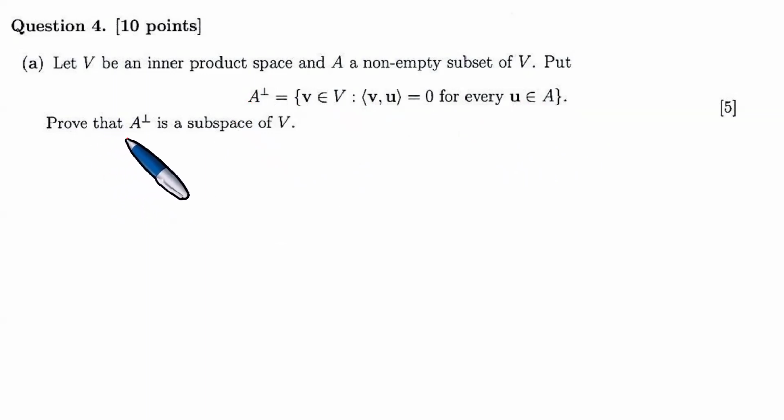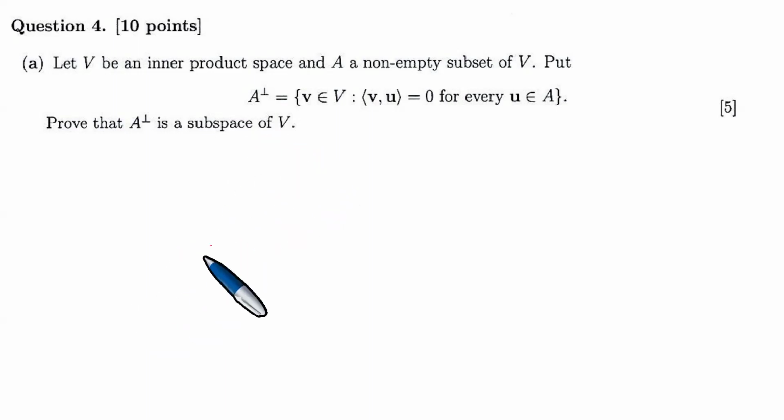So prove that the orthogonal complement of A is a subspace of V. Prove that the orthogonal complement of A is a what? Is a subspace of V. Okay, now I wanted to tell you something, the secret about this course. You don't need to learn a lot of the theorems. What theorems you need to know? Like for the subspace, you need to learn the subspace definition. To prove the subspace definition, what are the conditions?